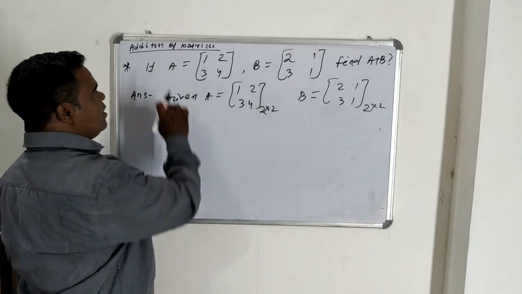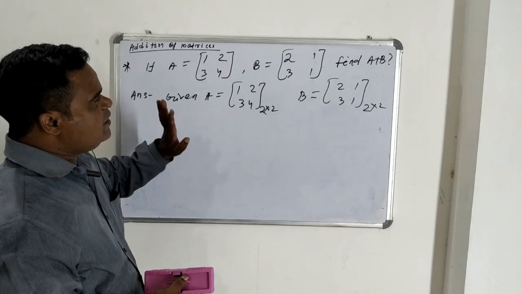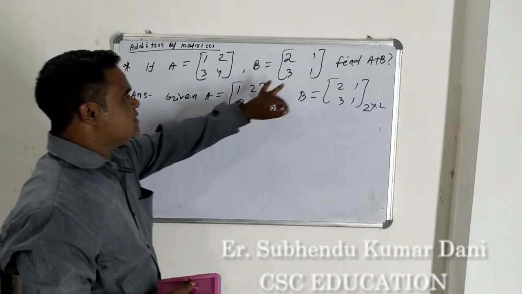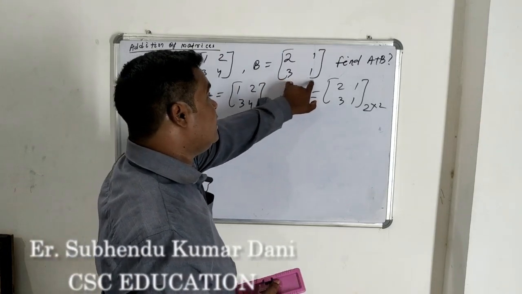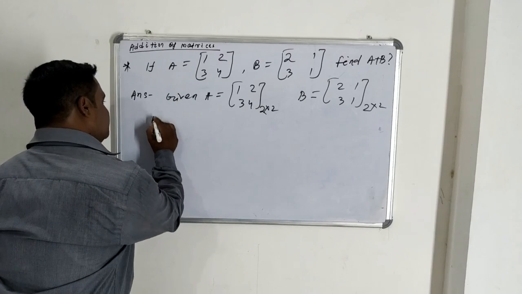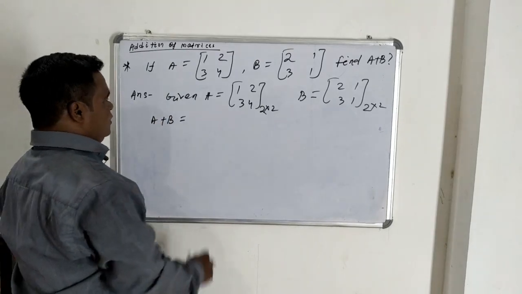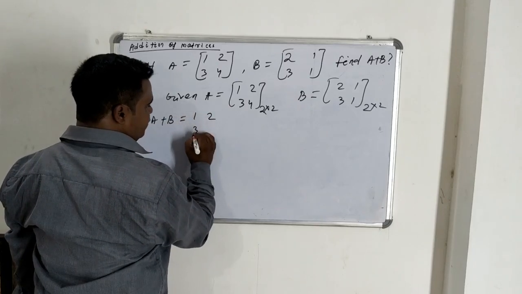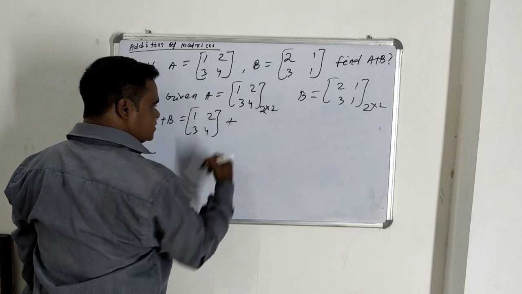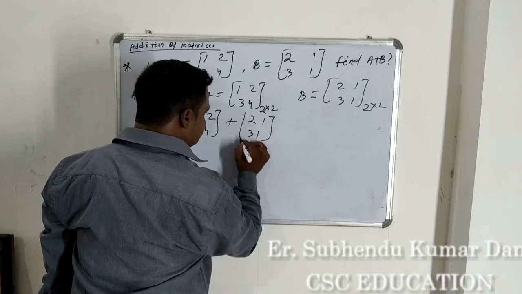In the addition of matrices, two matrices are given. The first matrix is of order 2 by 2 and the second matrix is 2 by 2. So here addition is possible. 1 2 3 4, of order 2 by 2, plus 2 1 3 1. How is this done?